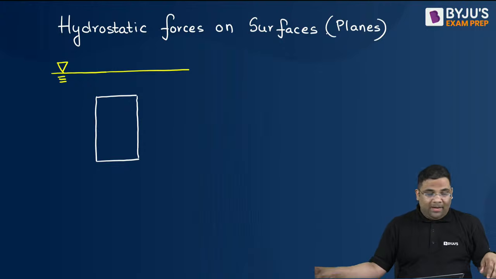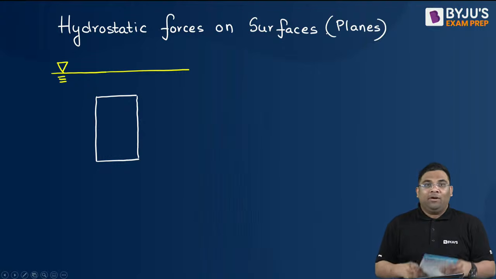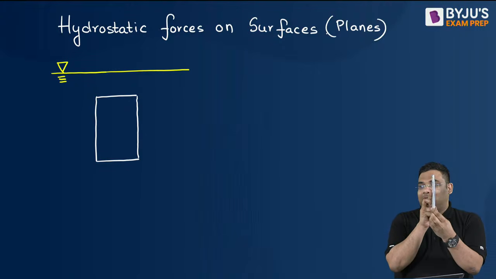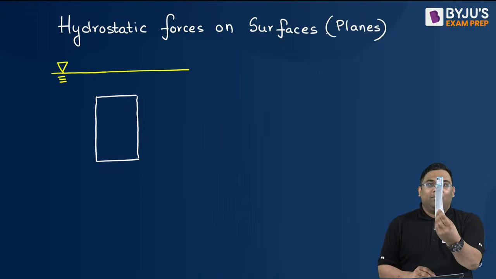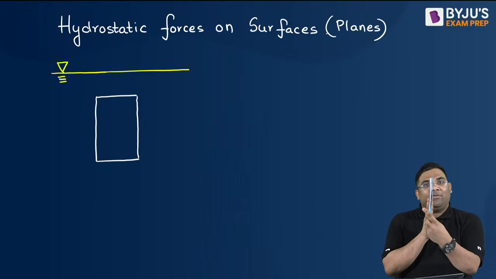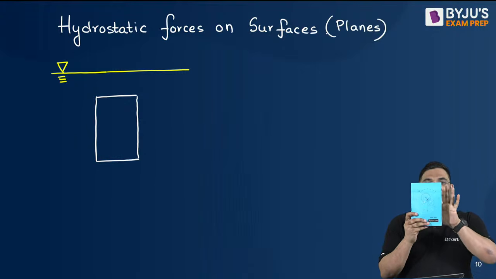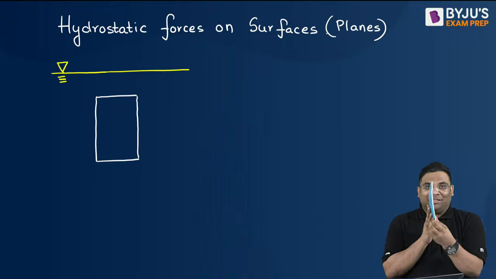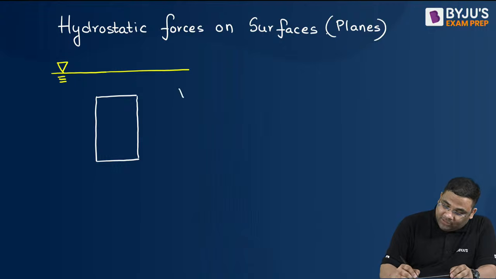Suppose this is a plane, and suppose I am inside the fluid. This is a vertical plane, right? Understood everyone? This is also a vertical plane, because if you see this from this angle, it will look like this. So they will ask you the hydrostatic forces on a vertical plane.